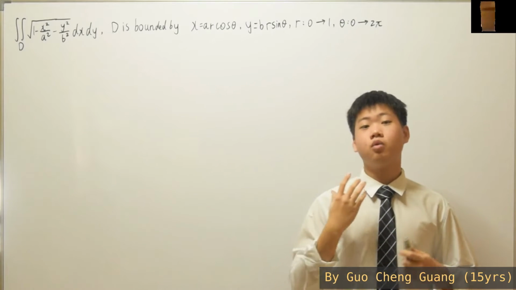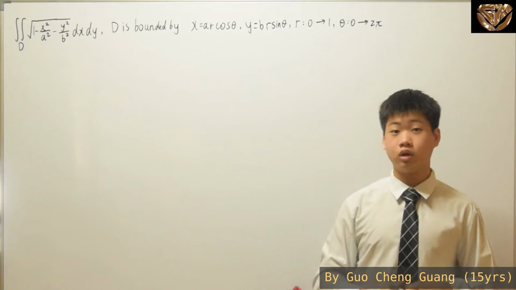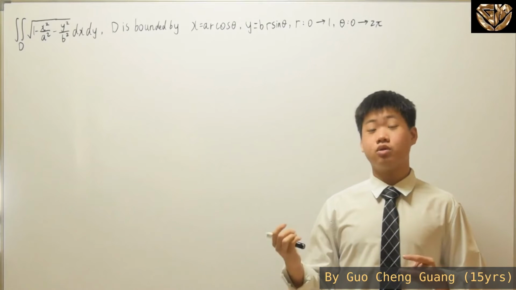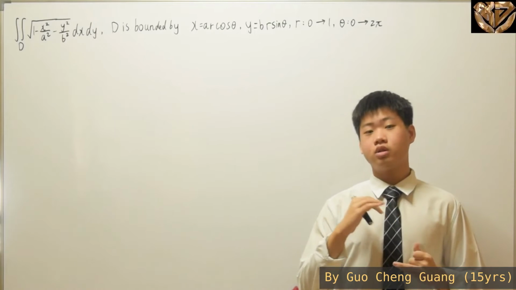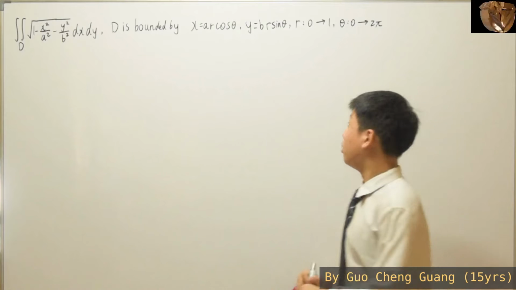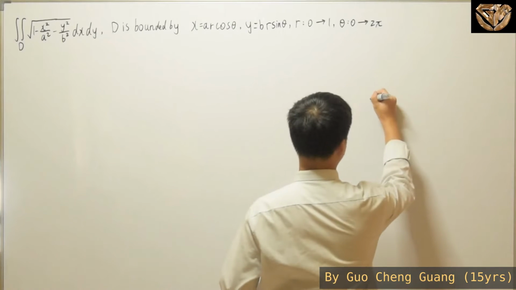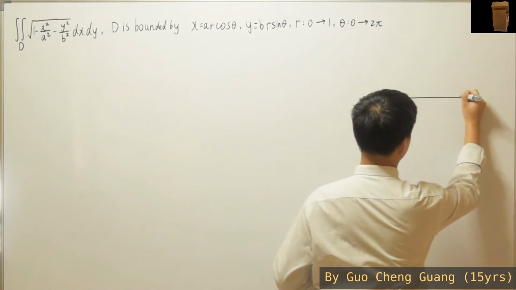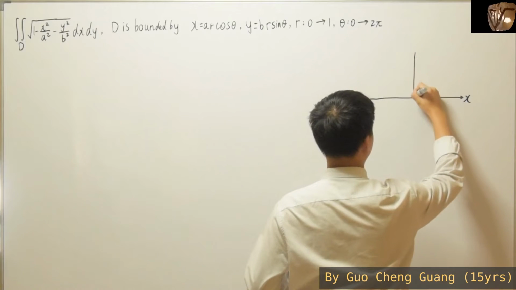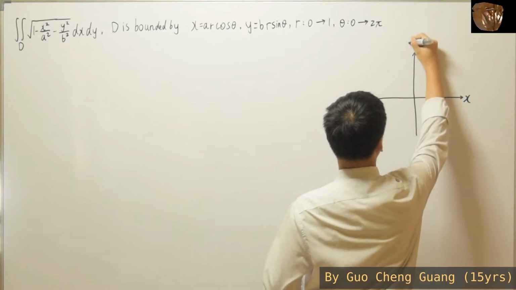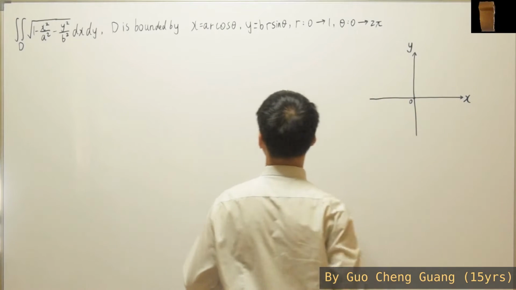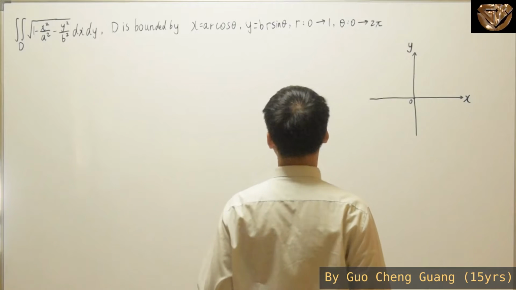So can you imagine what this graph would look like? Since a and b do not have to be equal to each other, it's not necessarily a circle, it could be a circle, but what would you call that kind of shape? Well, of course, you would just call it an ellipse. Alright, so x, y, and here's your origin. So how would your ellipse look like?